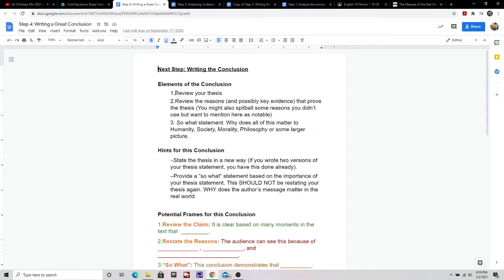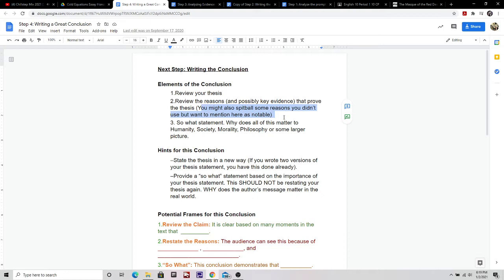So the first thing you want to do is review your thesis, right? This is going to remind your audience what the point of your essay was, all right? The second thing you want to do is review your reasons and possibly key evidence for those reasons that prove the thesis, okay? It says you might also spitball some reasons you didn't use but want to mention here as notable. That's what I was talking about when I said that there might be other ideas that come to you.